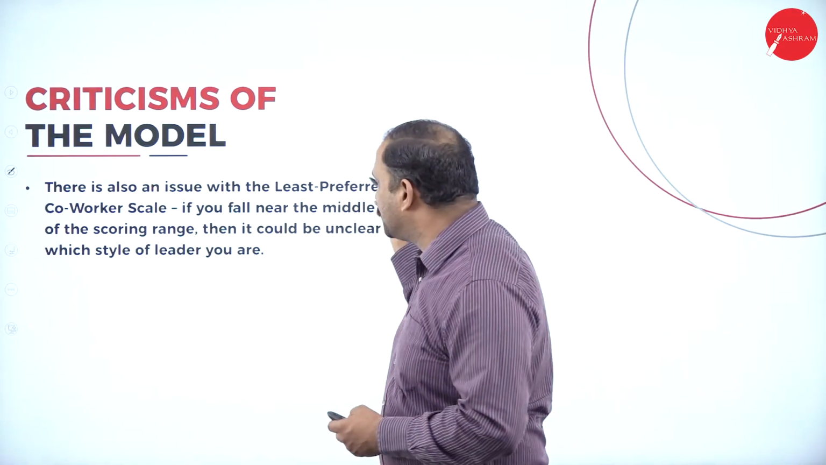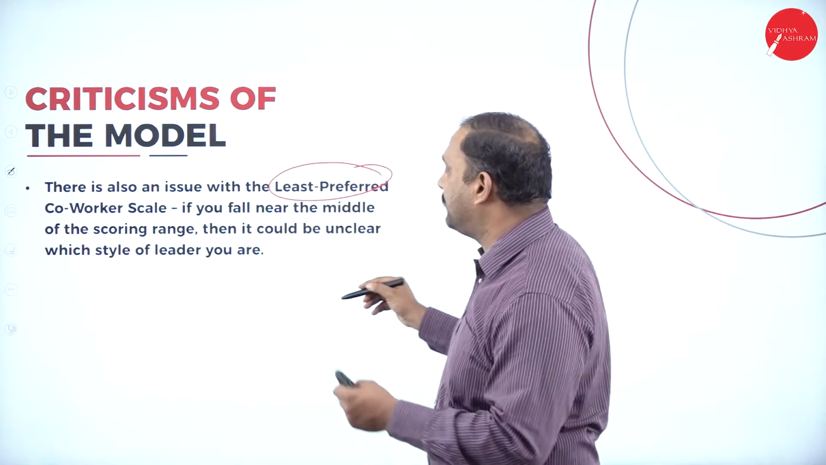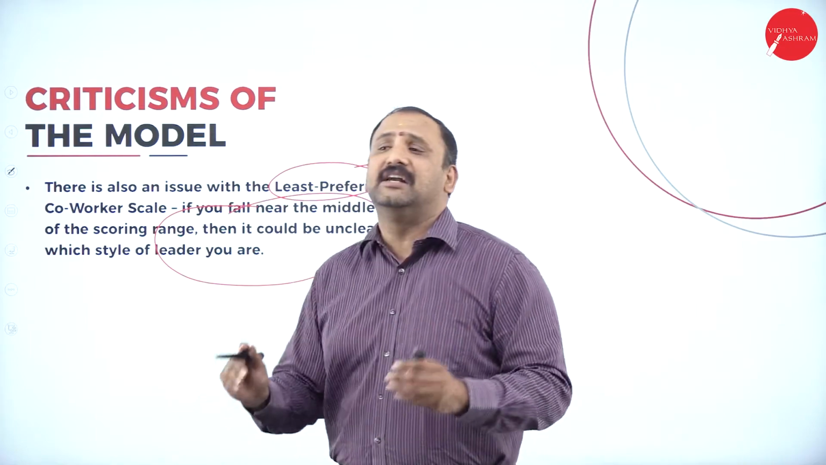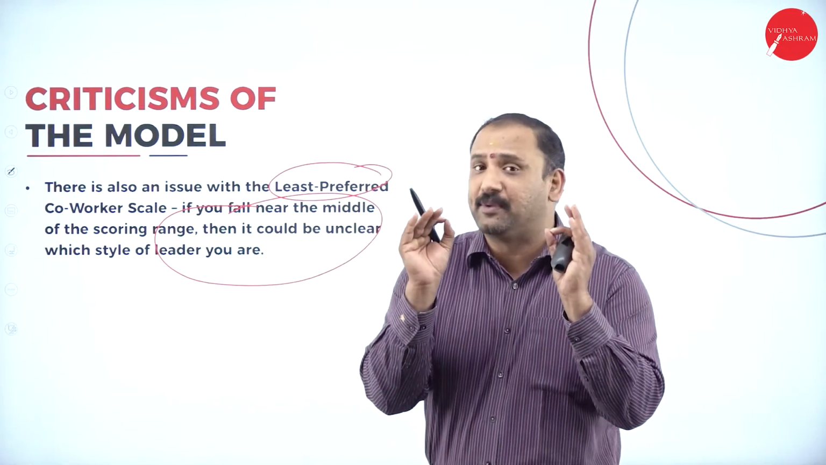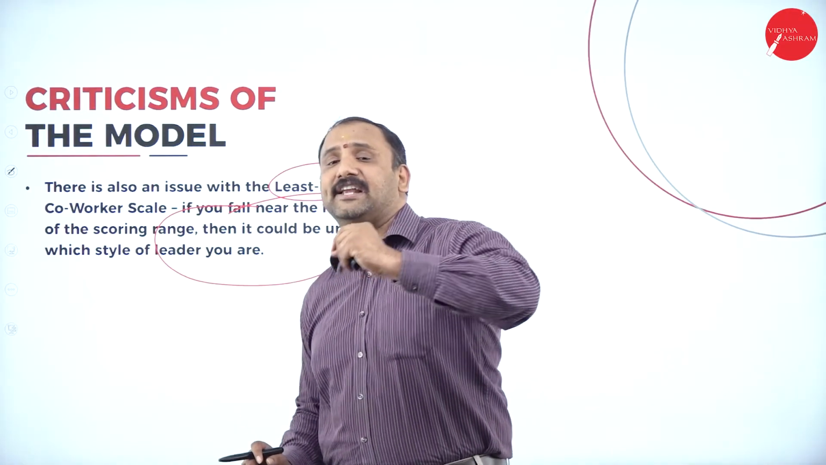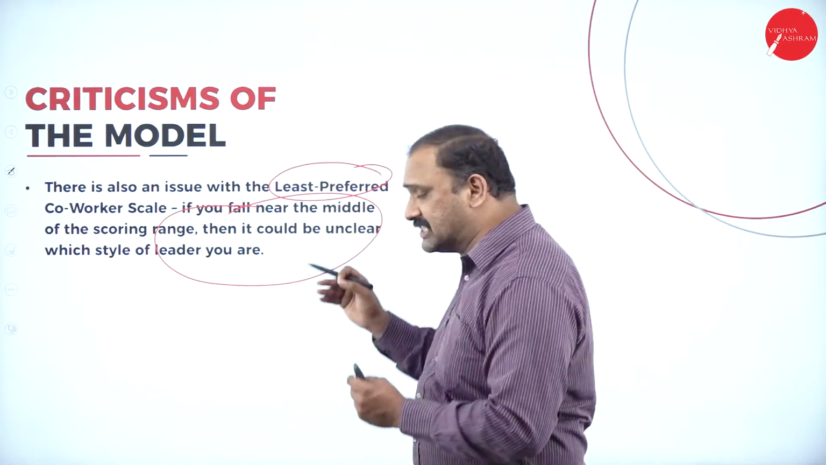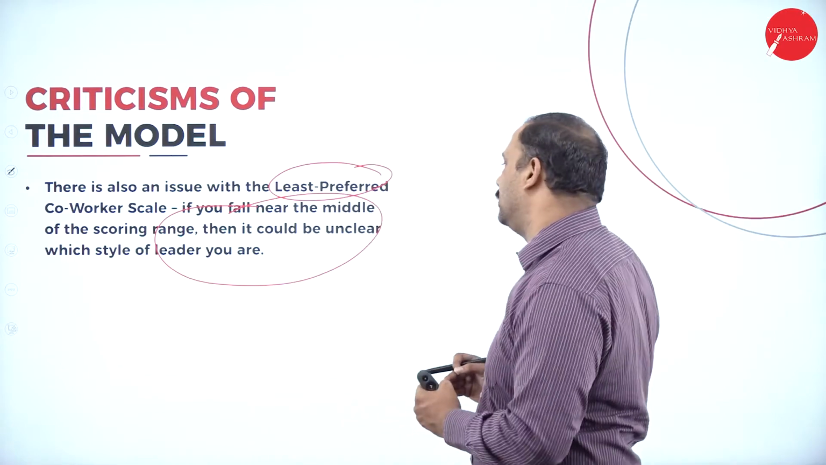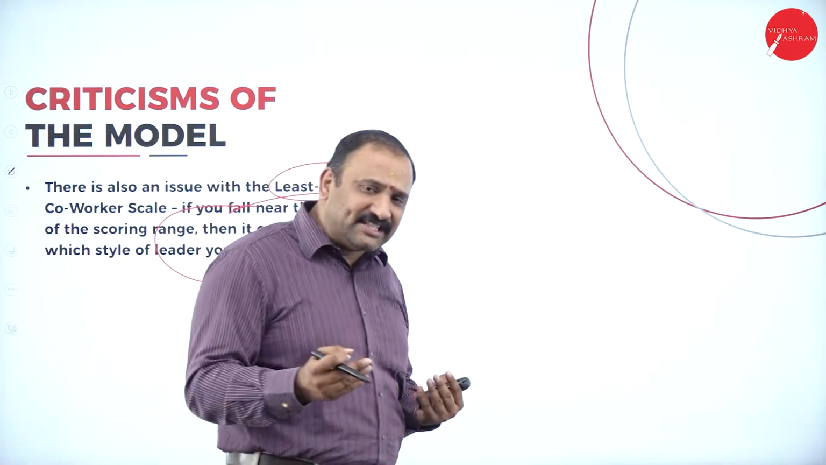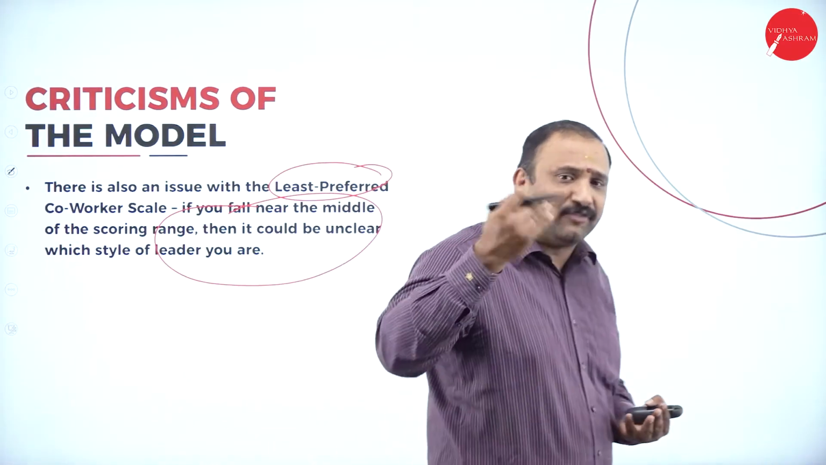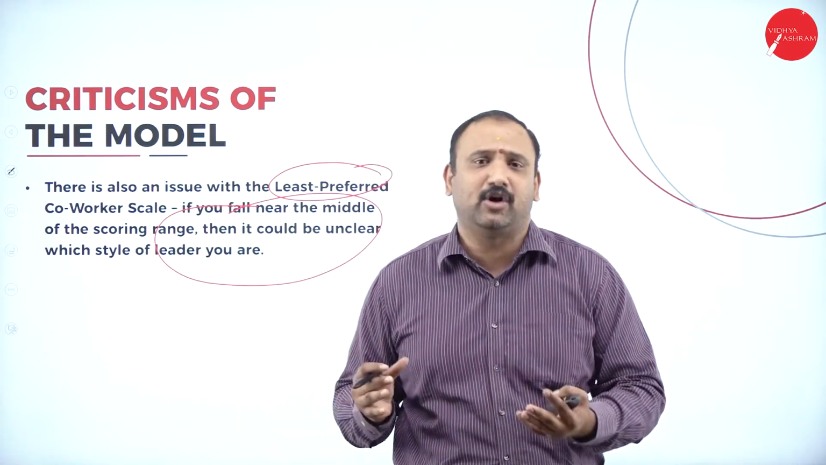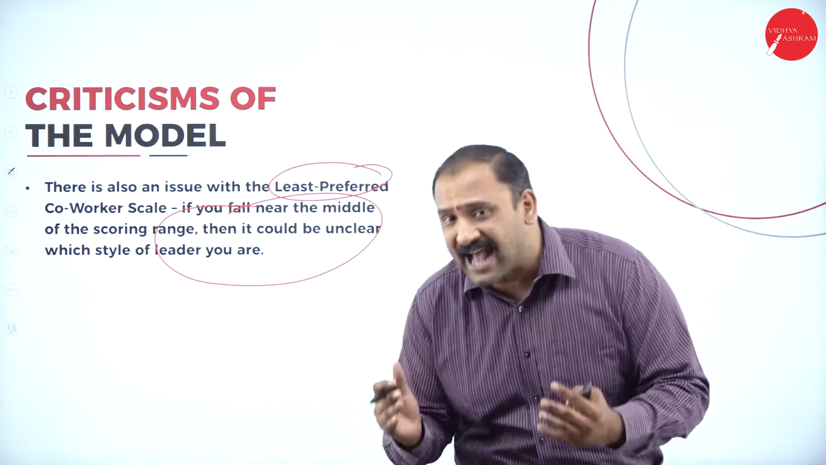Now, there is also an issue with the least preferred co-worker scale, because if you fall near the middle of the score range, it will be unclear which leader you are. Whenever you fall in the mid-range, neither on the high range nor on the lower range, it becomes even more complicated for us to understand what kind of leader you are. Are you inclined toward a higher LPC or a lower LPC, because it becomes an average.